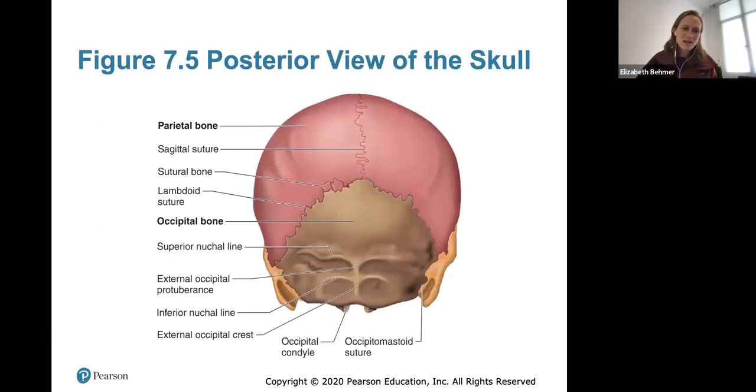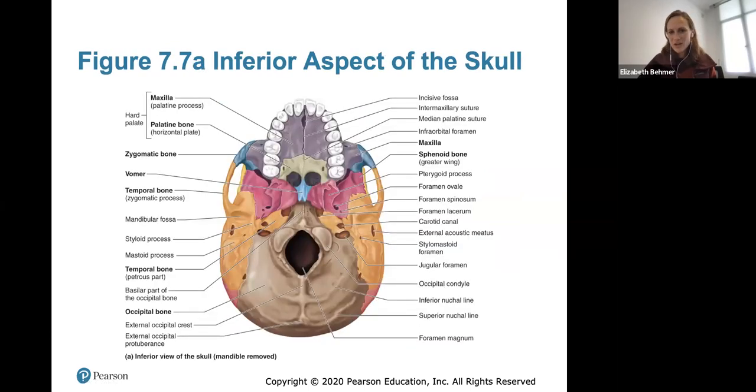So here's a look at the different features of the occipital bone, the lambdoid suture that connects the occipital bone to the parietal bone. And this is a good look at the sagittal suture where the 2 parietal bones come together. Here's an inferior aspect of the skull. You can see the foramen magnum, which is what your spinal cord will go through. The occipital condyles, which is what your skull sits on. It articulates with the vertebral column.